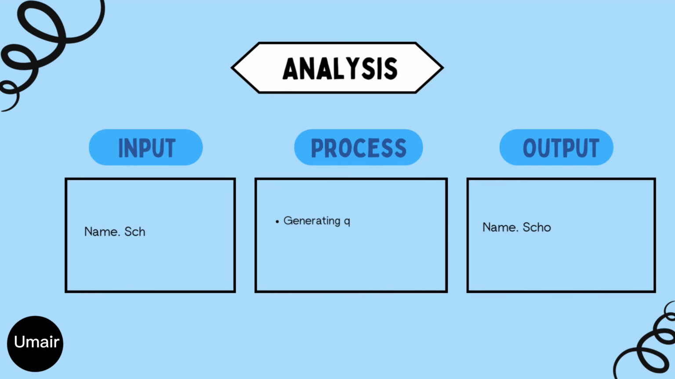This analysis is divided into three parts: input, process, and output. For input, users will enter their name and school. Then, they will choose a level based on their level of learning. There are two levels that they can choose from, level 1 and level 2.